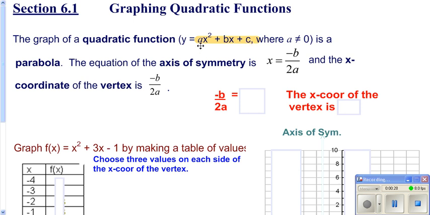Typically, the number in front of x squared is referred to as a. The number in front of your x to the first is b. Your number that's all by itself is c. The graph of a quadratic function is a parabola.